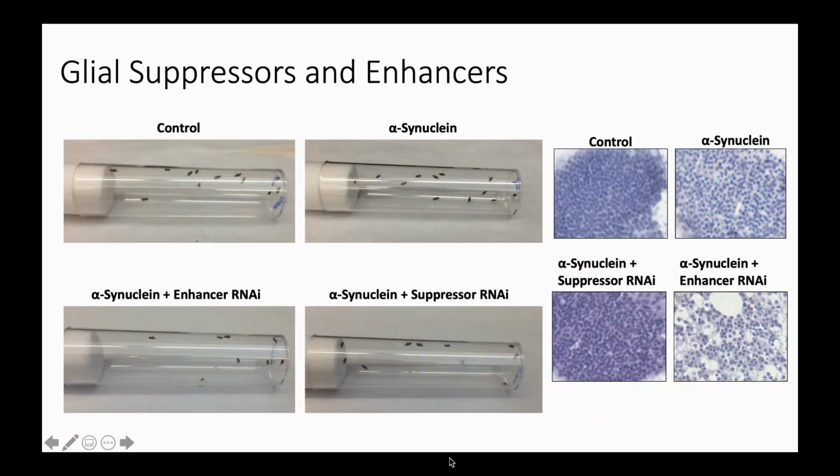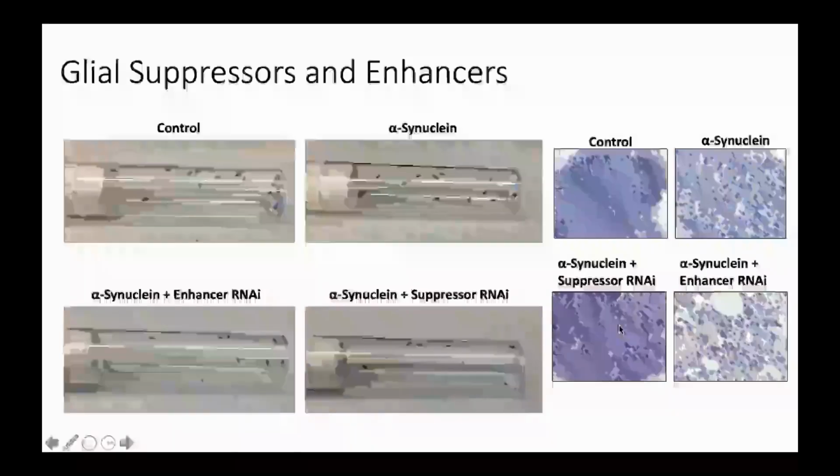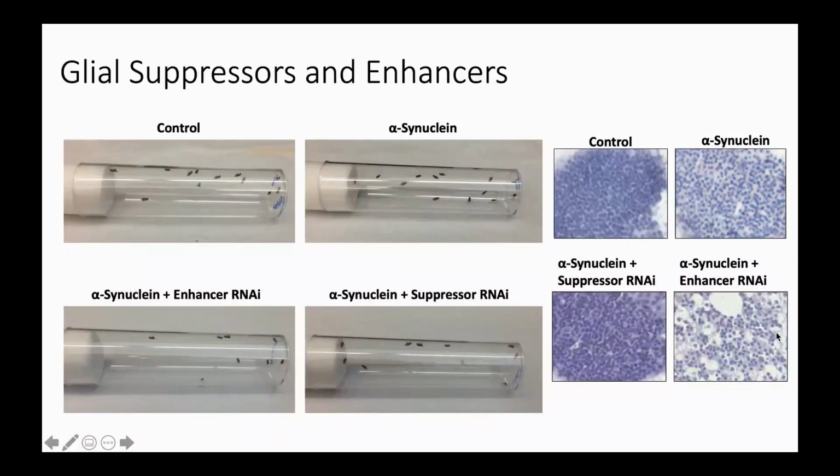Similarly, if we look beyond behavior, but at actual neurodegeneration, the results are analogous. So with neuronal alpha-synuclein, there's a loss of neurons compared to control flies. If we add a suppressor RNAi, you can largely rescue this, so it looks similar to control. Whereas if we add an enhancer RNAi, the flies are really just quite devastated, as you can see here.